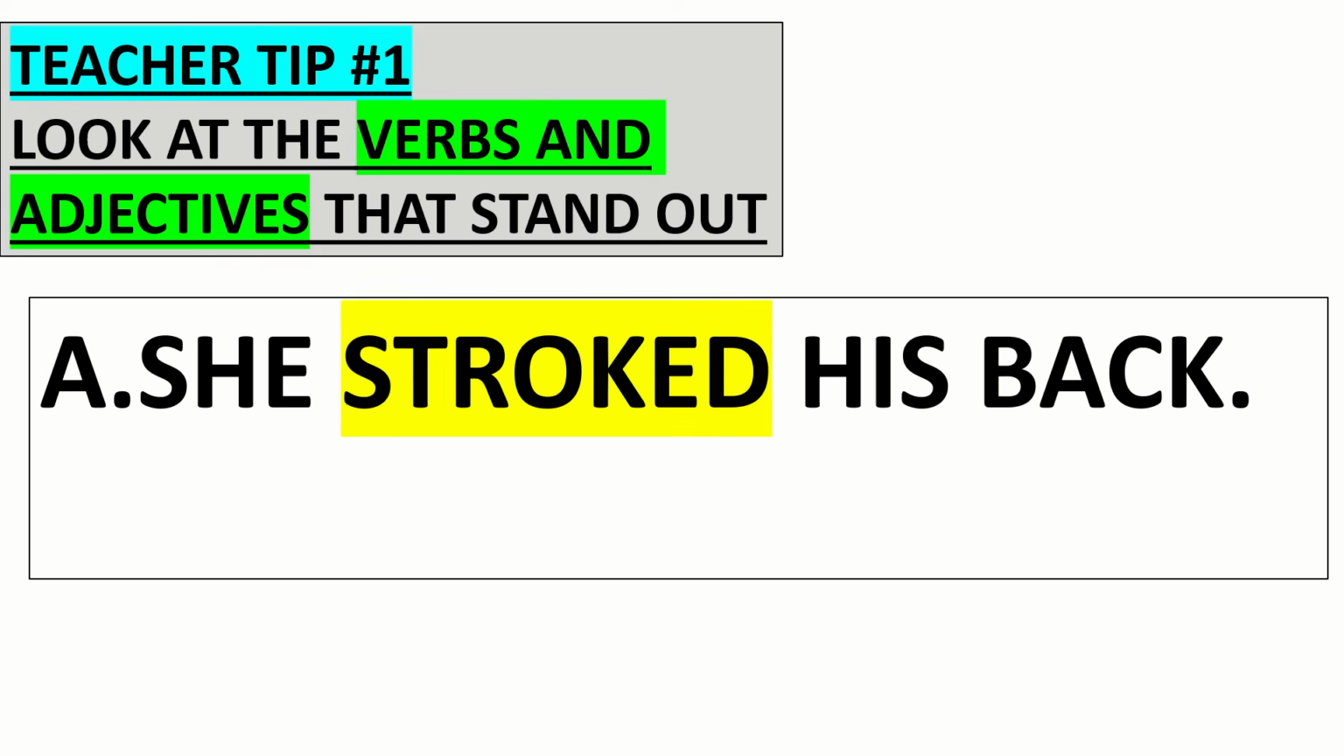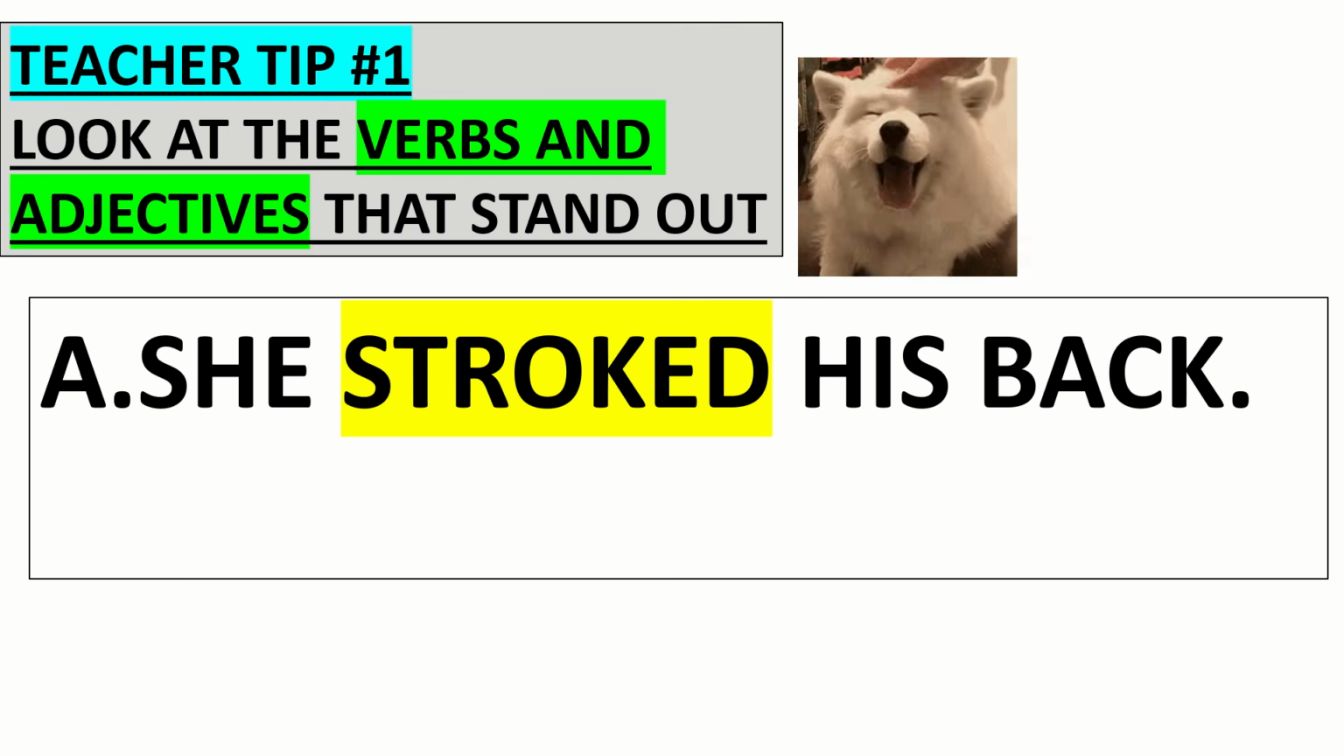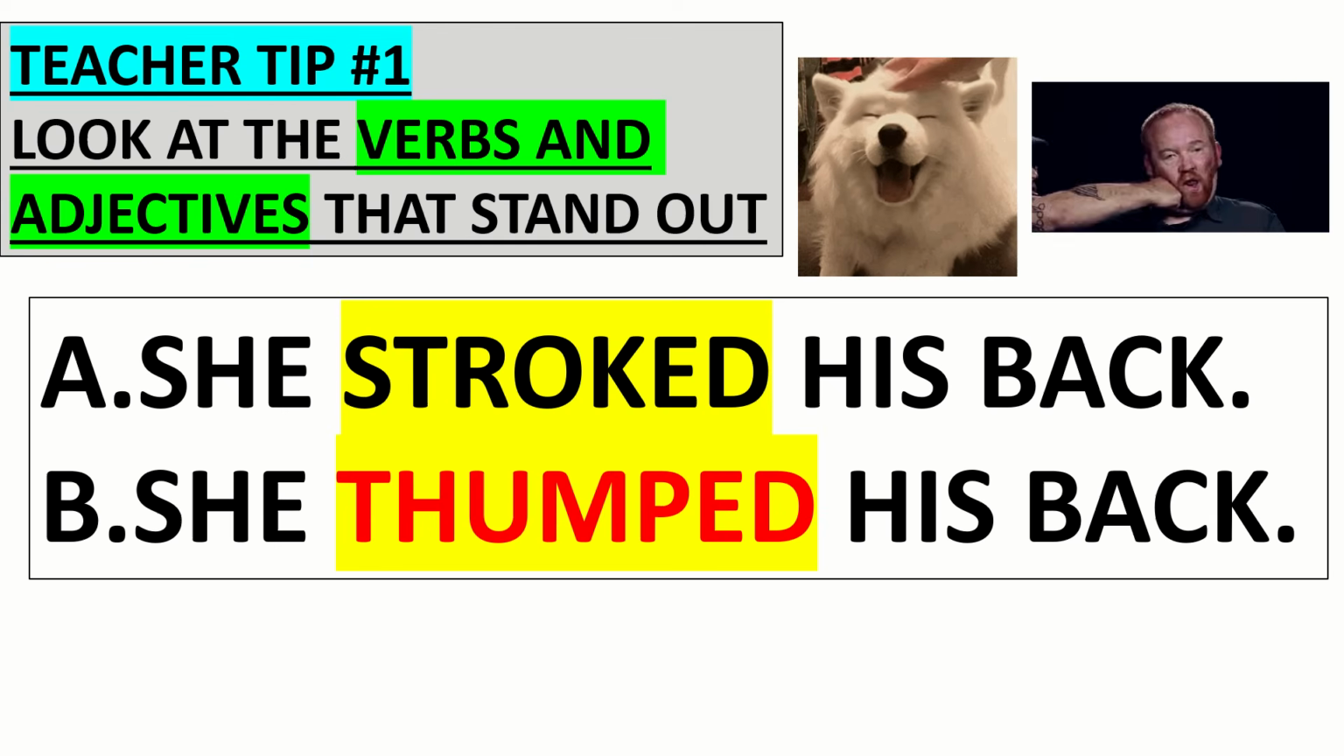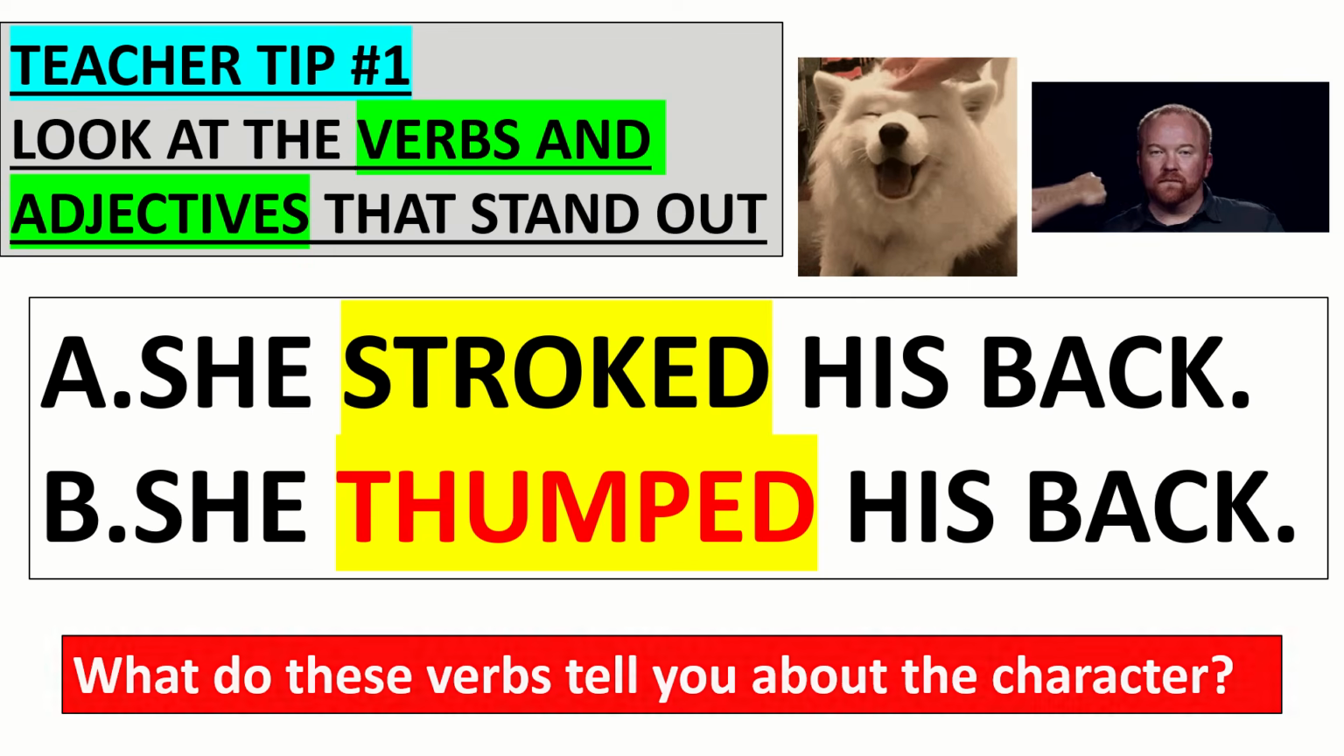And my tip is look at verbs and adjectives that stand out. So if she said she stroked his back, we might think the person was caring. If it said she thumped his back, we might think she's aggressive. So look at the verbs and adjectives that jump out. And what do these verbs tell you about the character?